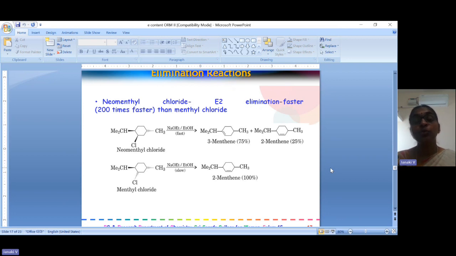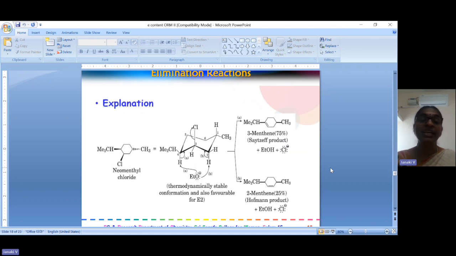So it gives rise to two products. One is 3-menthene, that is 75%, and then 2-menthene, which is 25%. Here the 3-menthene is the predominant product. Whereas in the case of menthyl chloride, in the presence of sodium ethoxide and ethanol, the reaction is very slow, and it gives rise to only 2-menthene as the product. Let us see the explanation for this reaction.